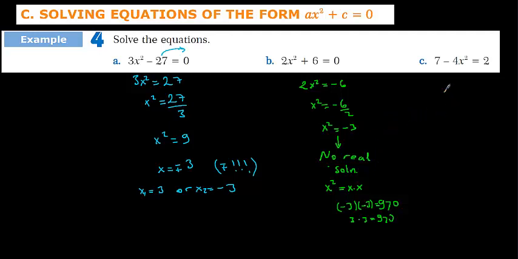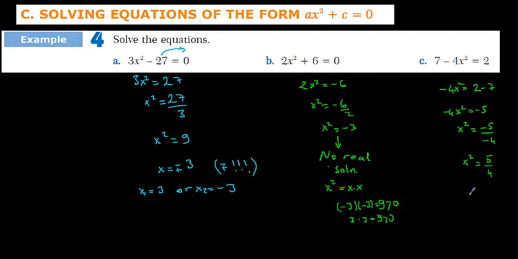Here we have 7 minus 4x squared is equal to 2. Minus 4x squared is going to be equal to 2 minus 7, and then minus 4x squared is equal to minus 5. x squared is equal to minus 5 over minus 4. And then x squared is equal to 5 over 4.